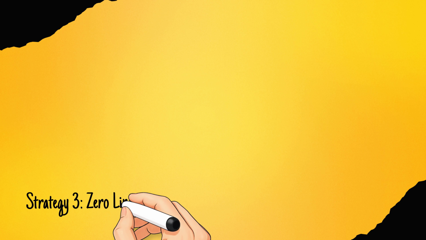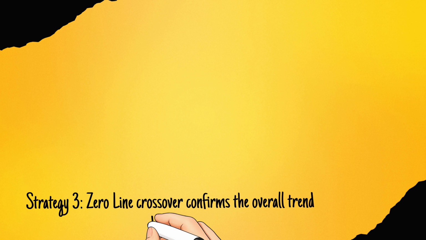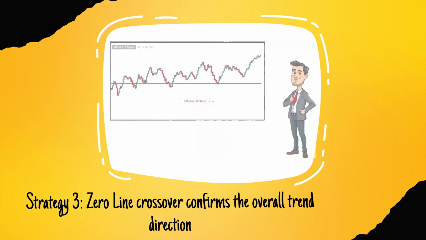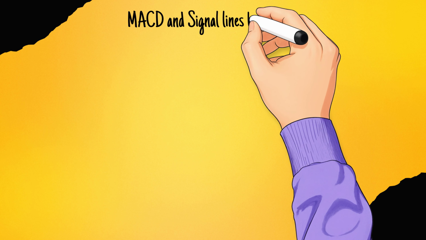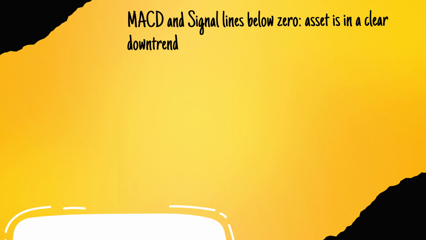Trading strategy 3, zero line crossover, trend confirmation. The zero line confirms the overall trend direction. When the MACD and signal lines are above the zero line, the asset is considered to be in a strong uptrend. When they are below the zero line, the asset is in a downtrend.